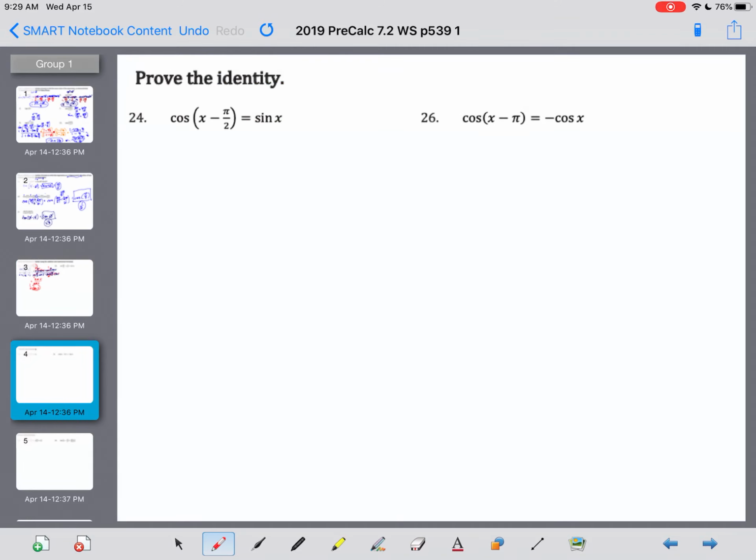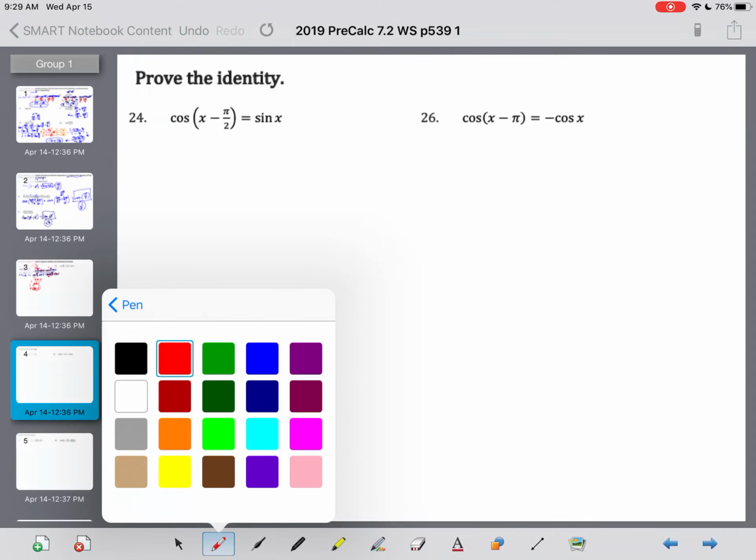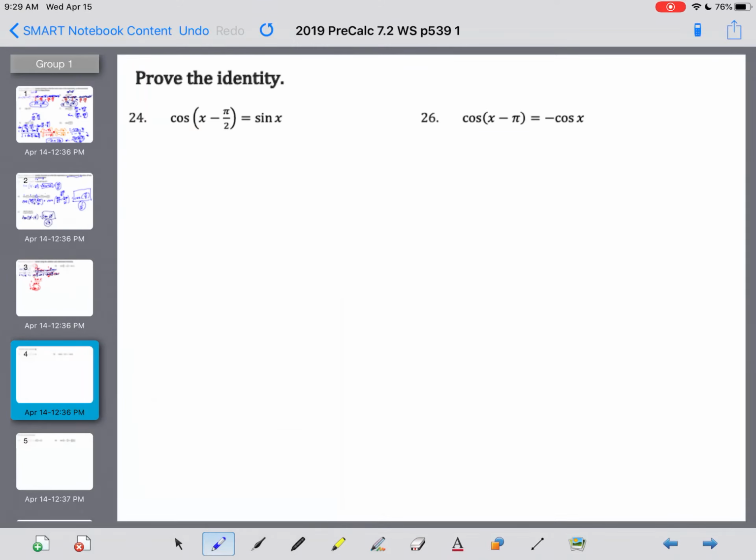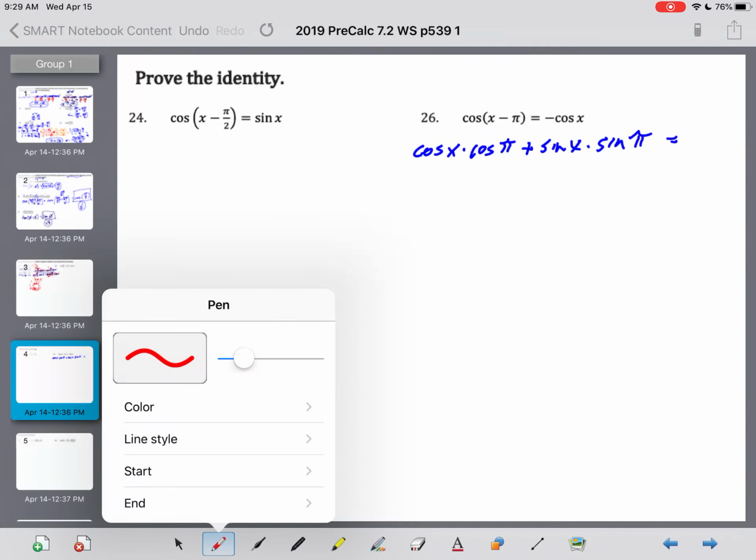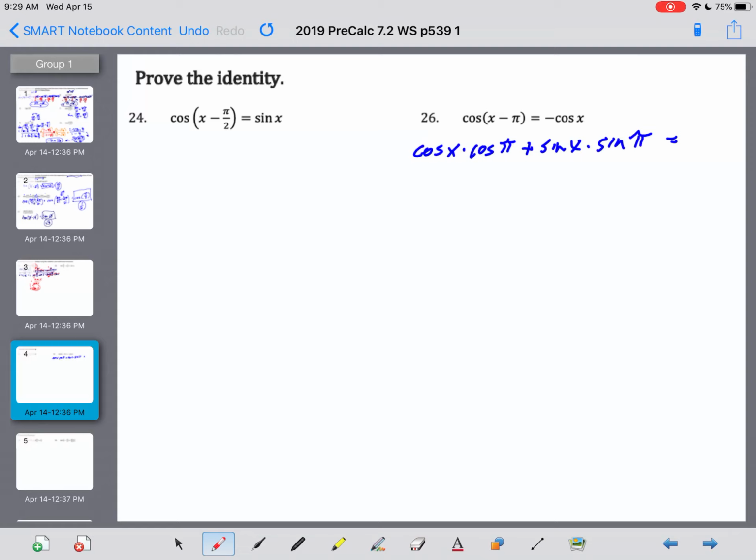Okay, similarly here, just like we did previously, we have to get one side equal to the other. So I'm going to take a look here at number 26. Looks a little different. So again, cosine subtraction is going to be cosine x cosine pi plus sine x sine pi.